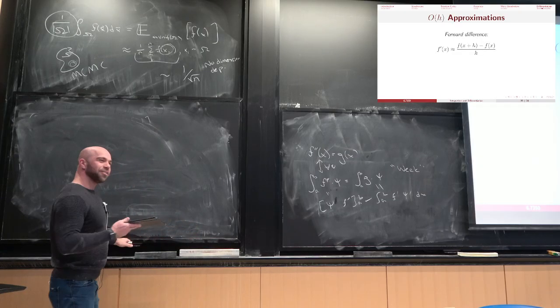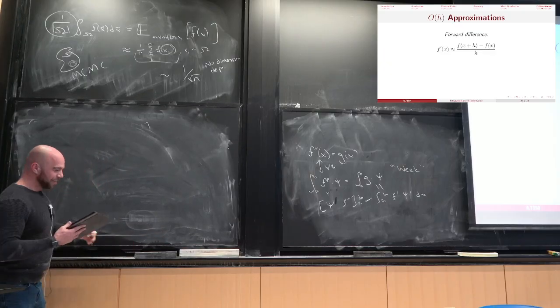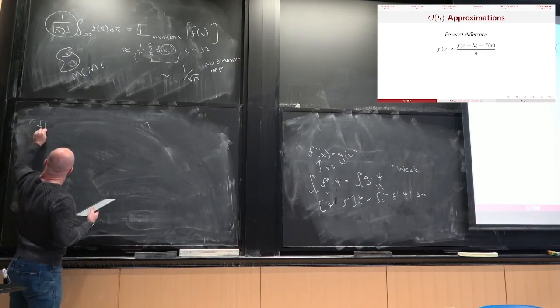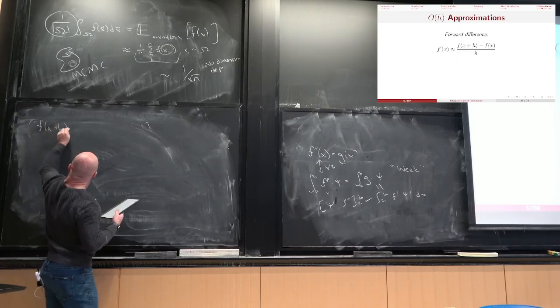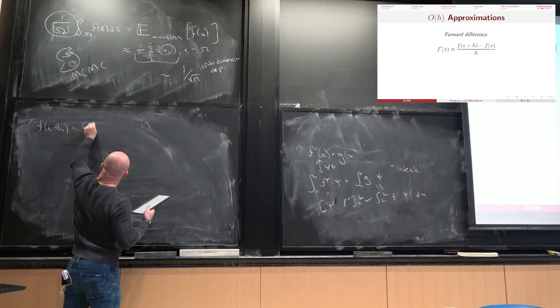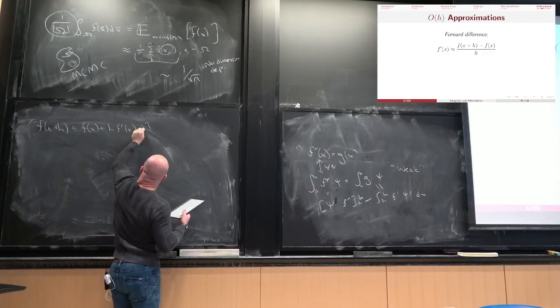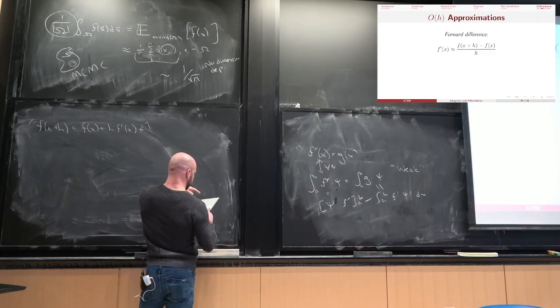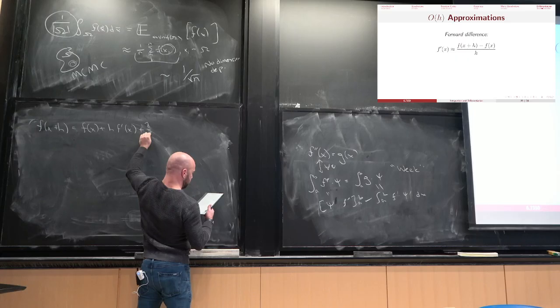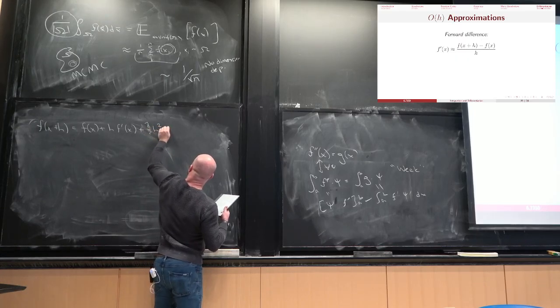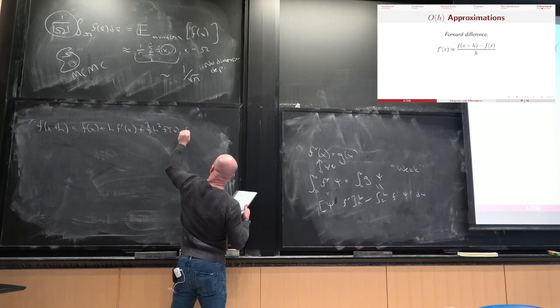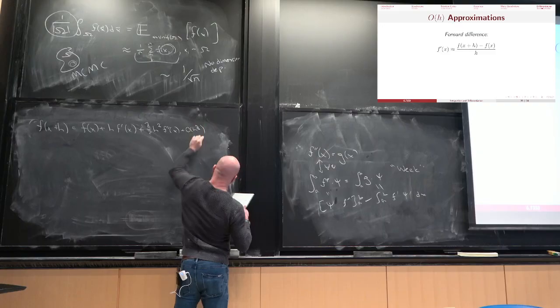I'm rushing because I want to get to Richardson extrapolation, which I think is cool. Okay, so it's actually a very straightforward argument. f of x plus h is just f of x plus h f prime of x plus, let's do one more term of this thing, 1/2 h squared f double prime of x plus order h cubed, like that.